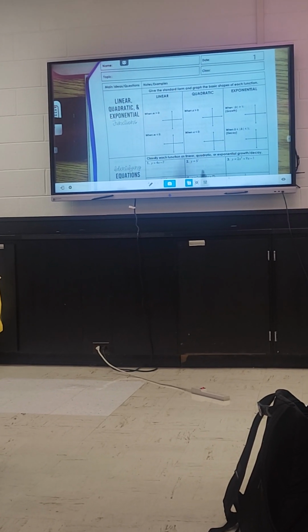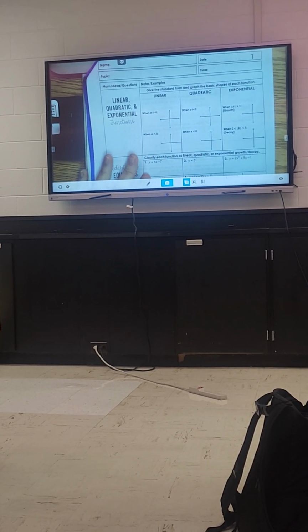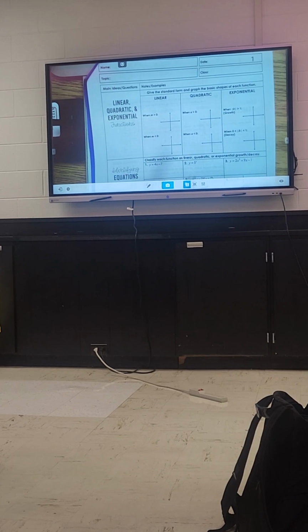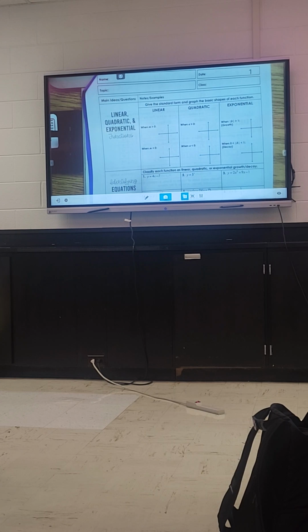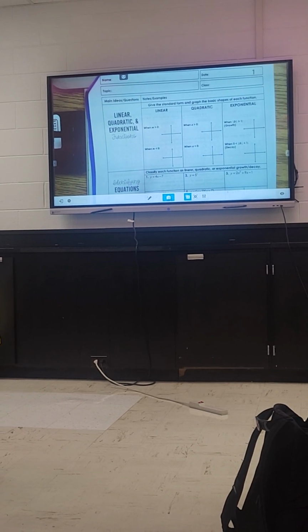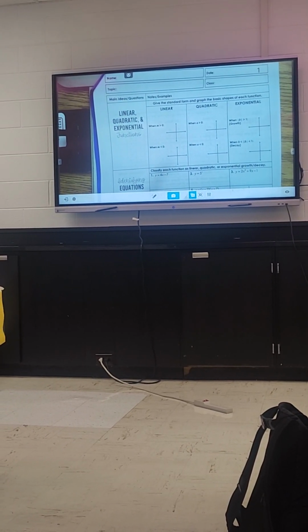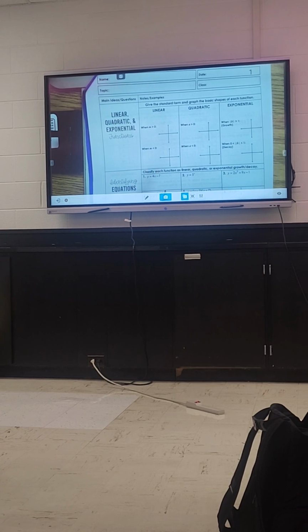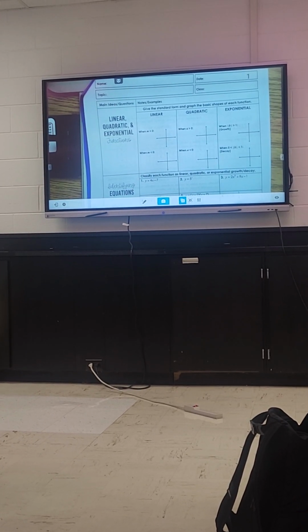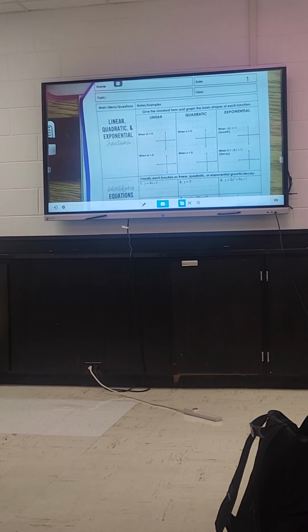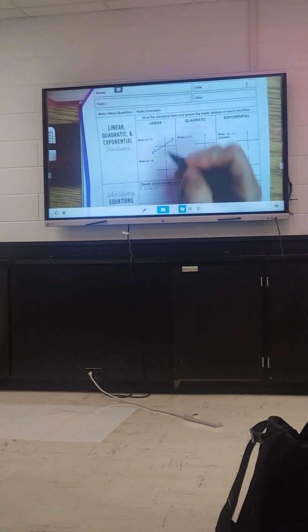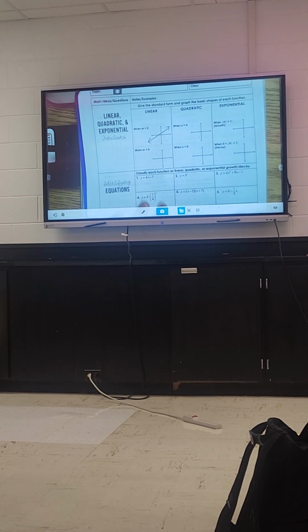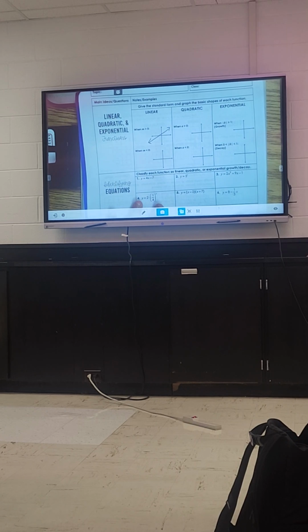Alright, so linear, quadratic, and exponential. When m is greater than 0, what does that mean? What is m in a linear function? The slope. So for it to say that m is greater than 0, what is that saying about the slope? It's going up. It's positive, correct? So m greater than 0 would look like this, moving up from left to right. So what would m less than 0 look like?